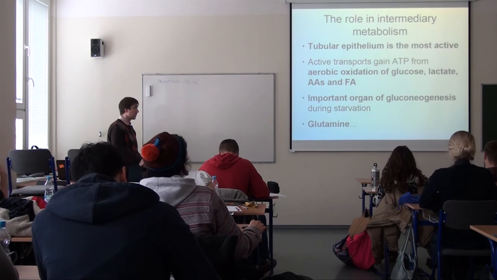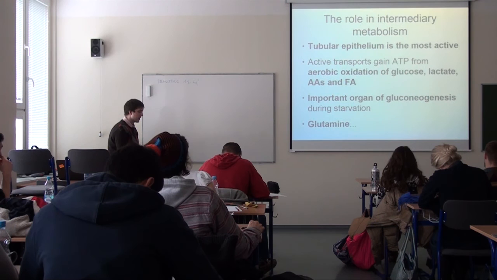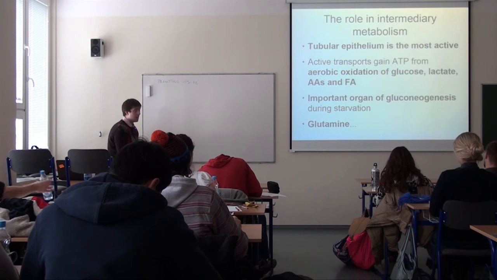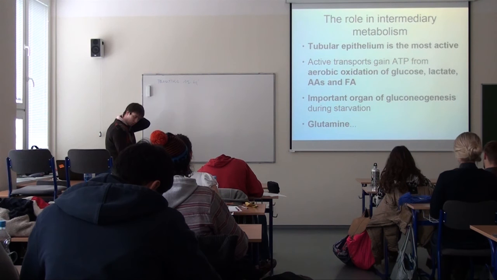And then in kidneys, we have very intense metabolism of amino acids. Almost all amino acids are somehow changed or can be somehow changed in kidneys. But if we should choose one amino acid with the most intense metabolism in kidneys, that's glutamine.